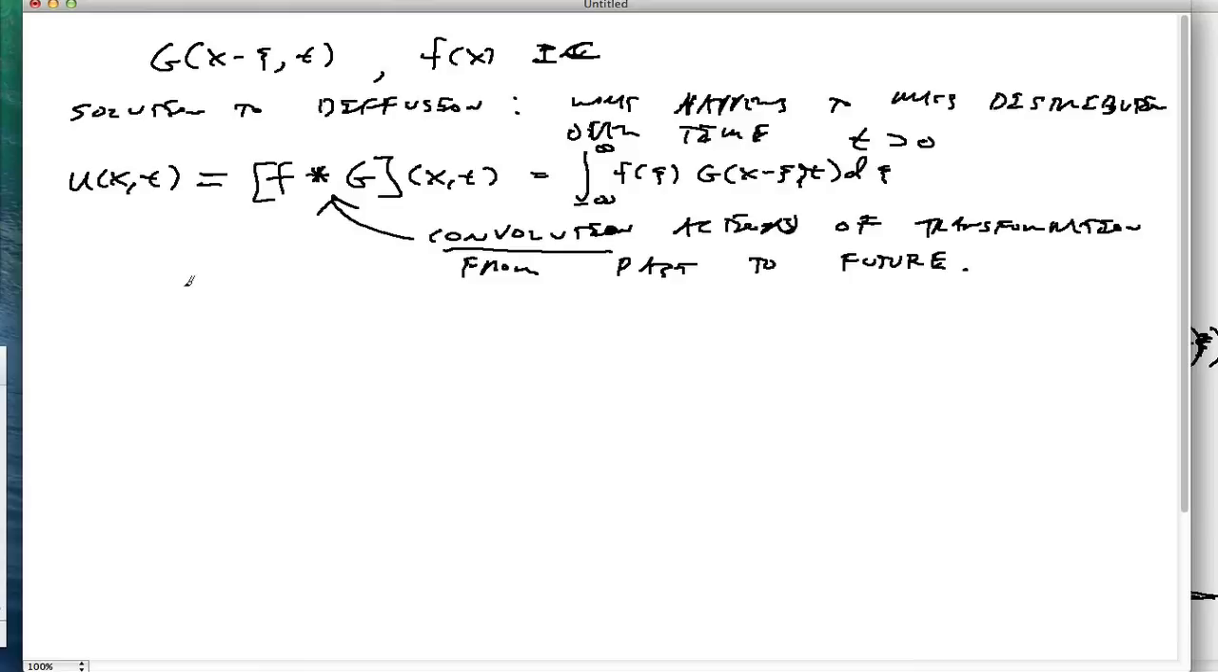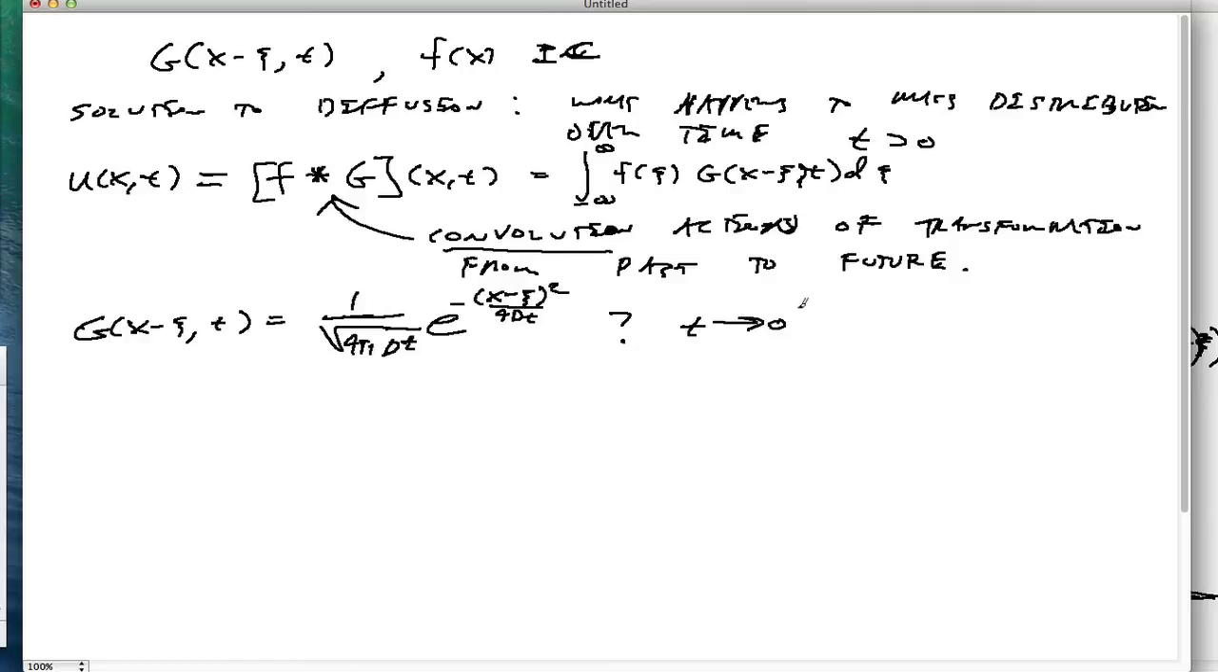Let's see if we can get even more perspective on this. So again, g has a very specific form. It was 1 over root 4 pi dt, e to the negative x minus c squared over 4 dt. Okay, so the question then is, what happens as t goes to 0 from the positive side? We can't go the other way because we only have information about the initial condition, not before the initial condition.